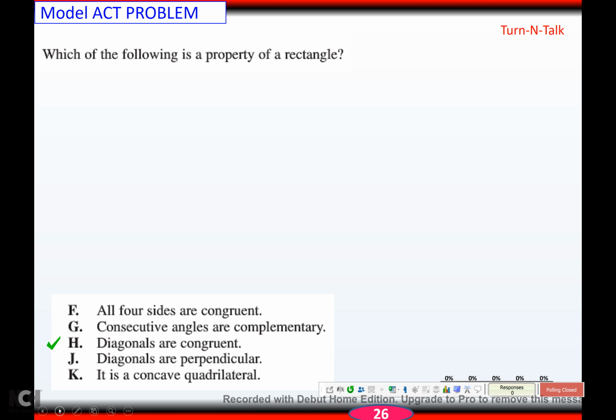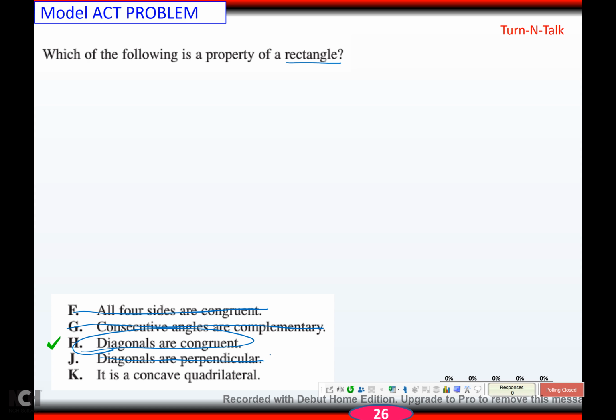And hopefully you got H. It says, which of the following is a property of a rectangle? Well, all four sides are congruent. That would be a square or a rhombus. Consecutive angles are complementary. A rectangle has consecutive angles that are supplementary because 90 and 90 make 180. Diagonals are congruent. That is true. Diagonals are perpendicular. Not in every rectangle. In squares, yes, but not in every rectangle.